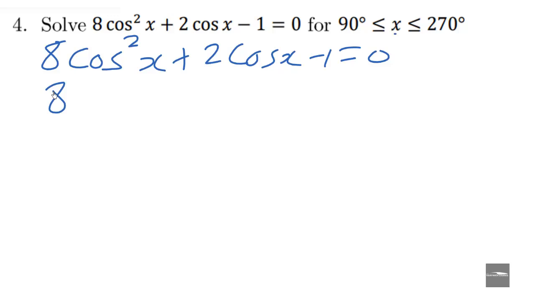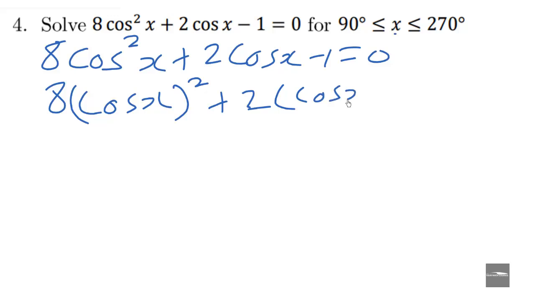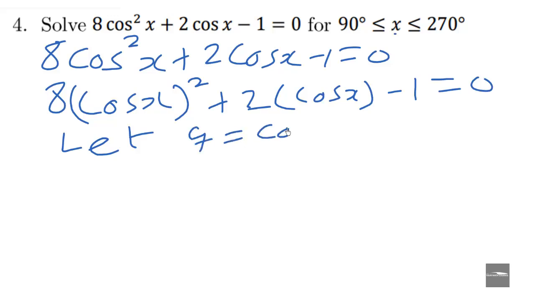So this can be written as 8 (cos x) all squared plus 2 cos x minus 1 is equal to 0. Let's say q represents cos x, then the equation becomes 8q squared plus 2q minus 1 is equal to 0.